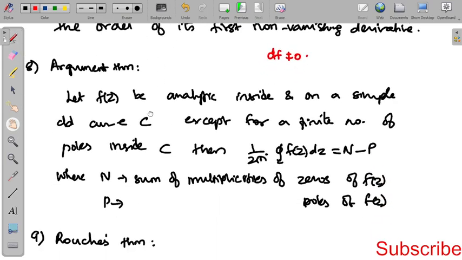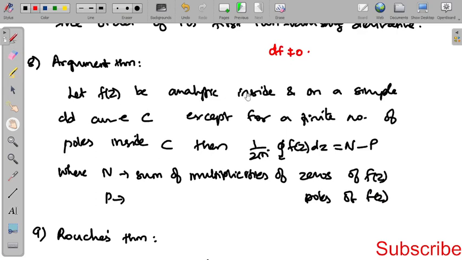Then we can see the argument theorem. Let f(z) be analytic inside and on a closed curve C except at a finite number of poles or singularities. Then 1 divided by 2 pi i, integral over C of f'(z)/f(z) dz, is equal to N minus P. N represents the sum of the multiplicities of the zeros of the function f(z), and P represents the sum of the multiplicities of the poles of the function f(z). So the argument theorem gives the number of zeros minus the number of poles in terms of sum.